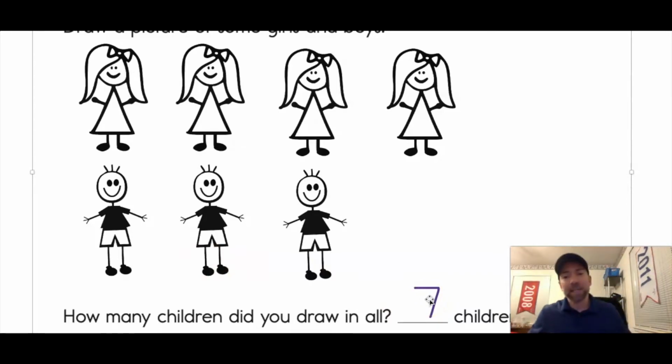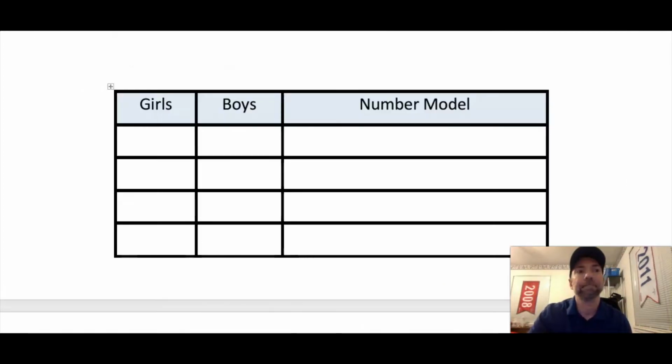Now, this is an interesting problem. We call this an open response. That's because there's more than one answer. You probably drew something different than I did. So let's take a look at some of the possible answers you could have had. We learned that Mr. Enzi had 4 girls and 3 boys in his picture. 4 plus 3 equals 7. How many girls and how many boys did you have in your picture?